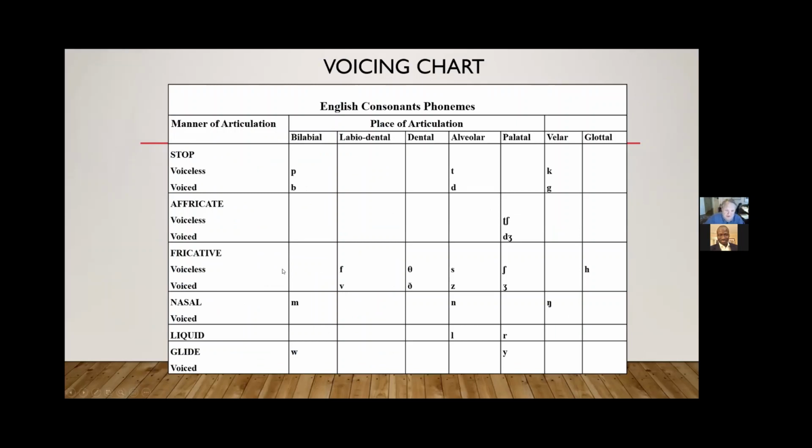Now let's review. We've already talked manners, stop, affricate, fricative, nasal, and then the approximants. These are the old names for the approximants. Notice this chart shows us voiced, voiceless, and that now we can get at this important parameter, because the first parameter was manner, the second parameter is voicing.